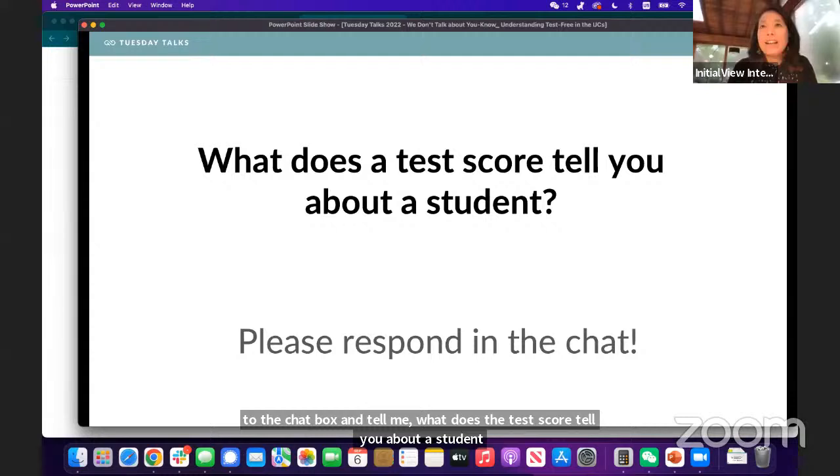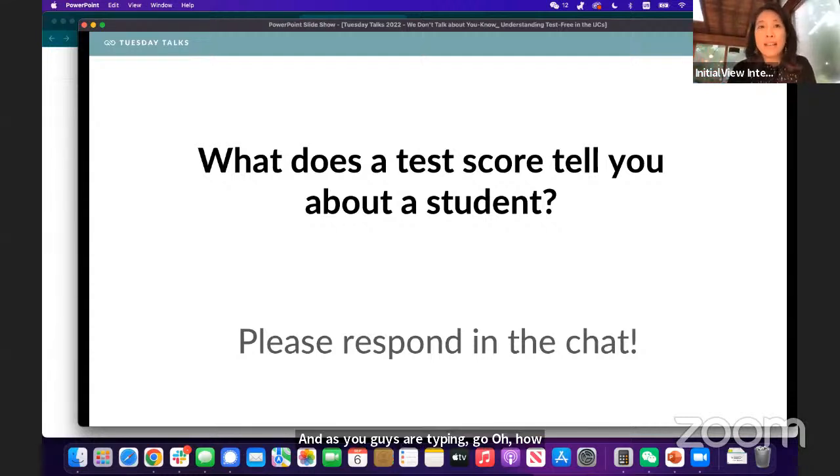And as you guys are typing, oh, how much effort? Okay, great. Effort you put in, that could tell us something about a student. Your ability to study. Yeah. Like, how do you take in information? And some people are saying higher score equals smarter. How intelligent a student is, their proficiency level, their strengths and weaknesses. How do you perform under pressure? Students' academic interests, academic performance, academic potential.